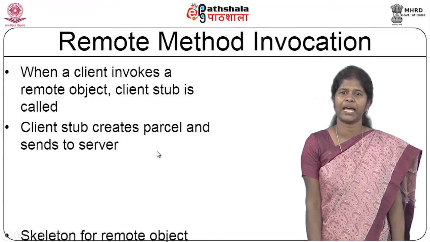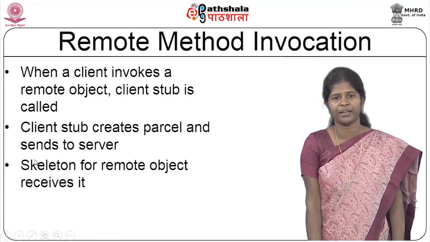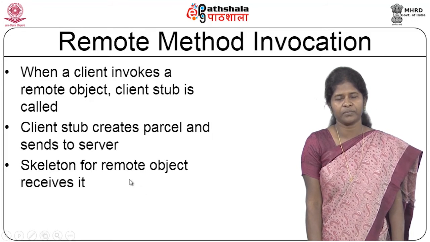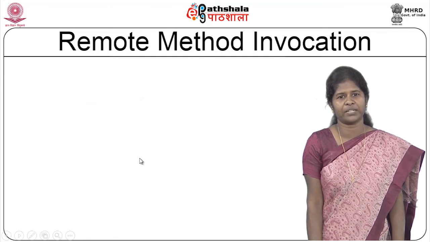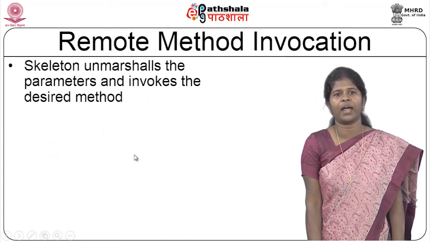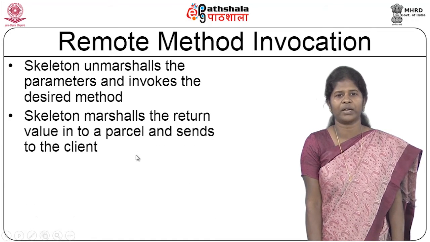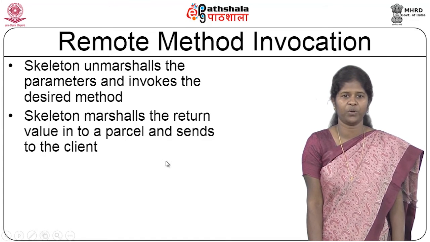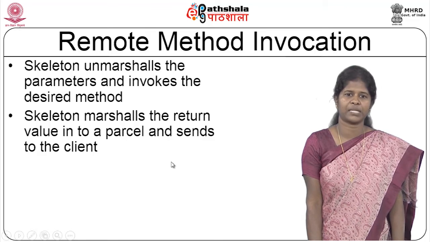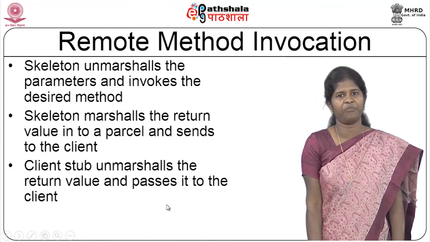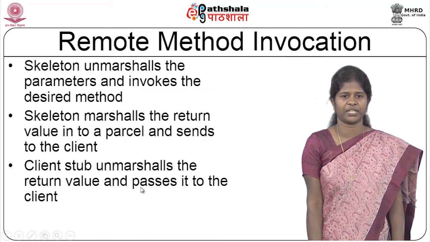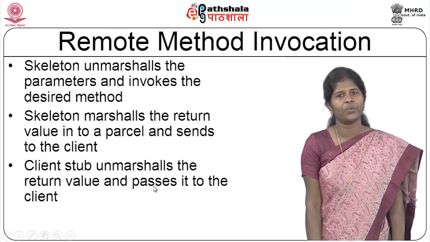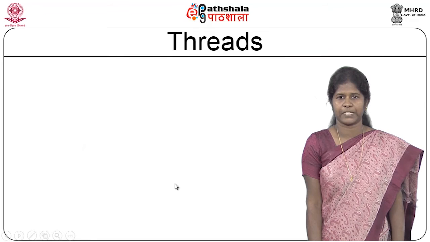So, it creates a parcel and sends it to the server, and on the server side, in the case of RPC we called it a server stub, but here we call it a skeleton. So, the skeleton for the remote object receives this, unmarshals the parameters and invokes the required method, and after that the skeleton will marshal the return value, the result, into another parcel and send it back to the client. The client stub will receive this parcel, unmarshal the return value and pass it to the client. So, this is remote method invocation in Java, which is very similar to RPCs.